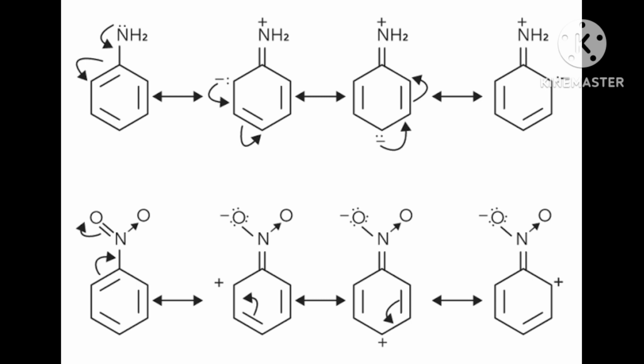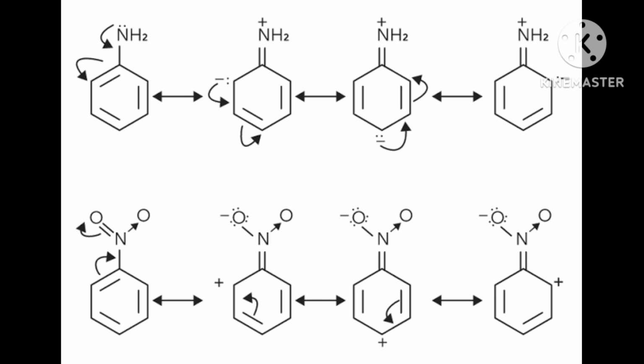Then this is the effect. You can see that due to the lone pair of nitrogen, a change in the structure took place. This is called the effect: due to the lone pair of nitrogen, this adjustment or disturbance took place. Single bond became double bond, double became single bond. In that way, 4 structures were formed.